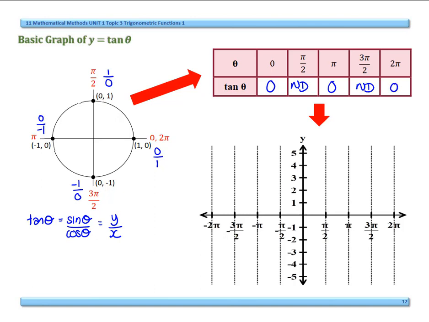Now, these not defined create what's called an asymptote. A part of your graph that is never touched, or a line that your graph never touches, probably a better way of putting it. We know 0 at all these points. Okay, if we went in the negative direction, we would have these asymptotes at the same points.